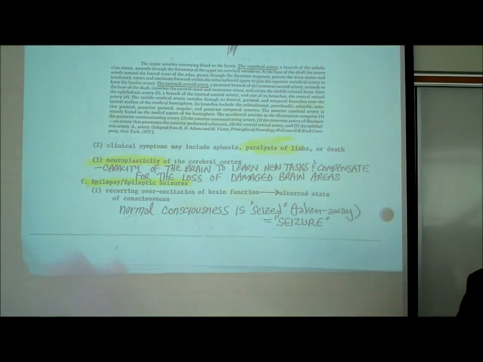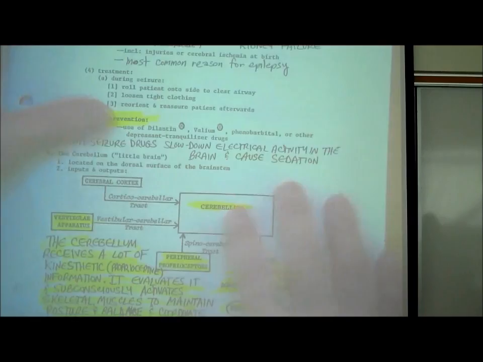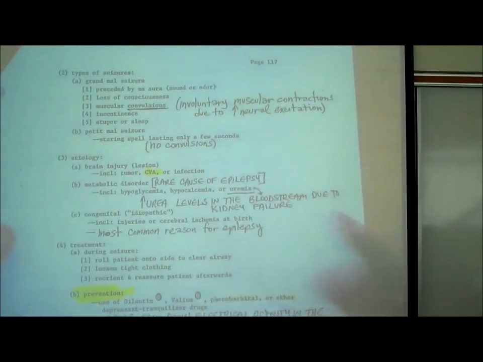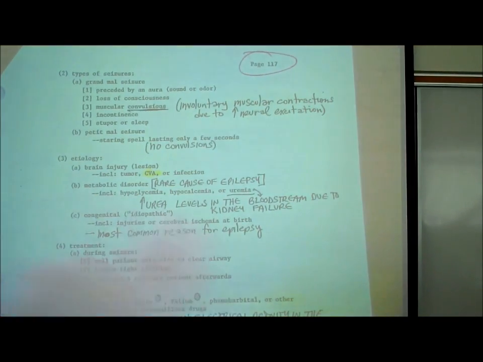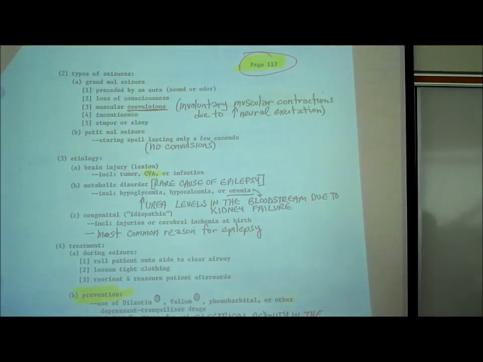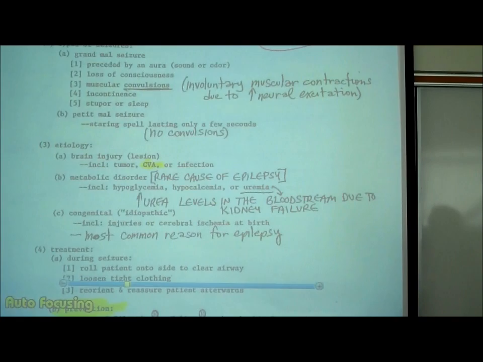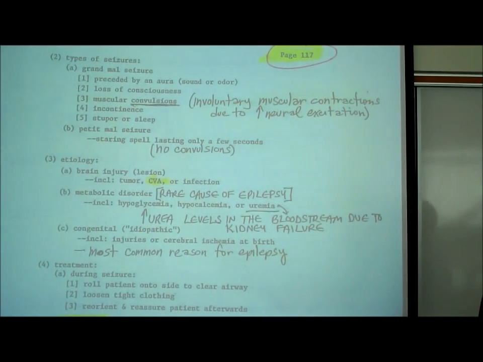And that's what we wrote. On page 117, there are many different types of epilepsy or seizures. This is a large subject, but we'll just give you a few examples.